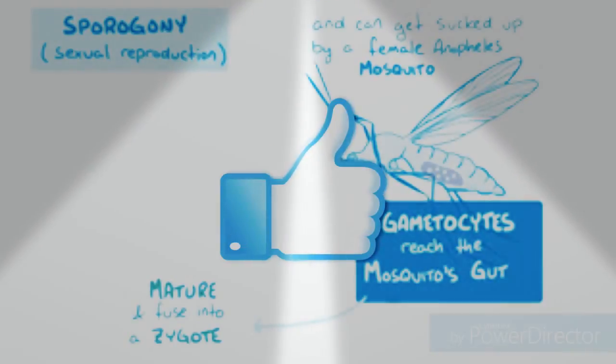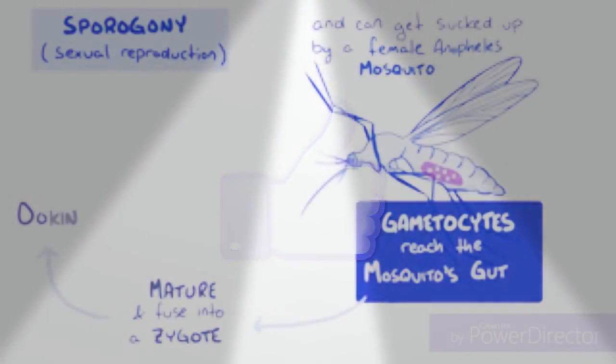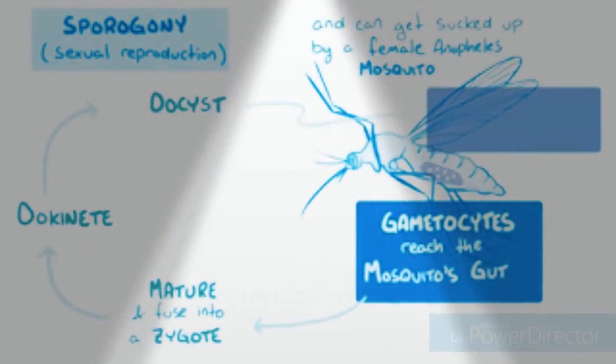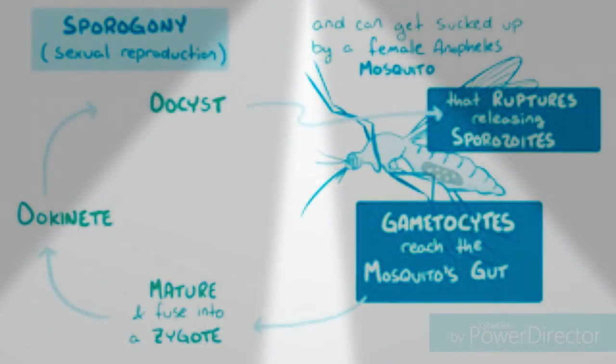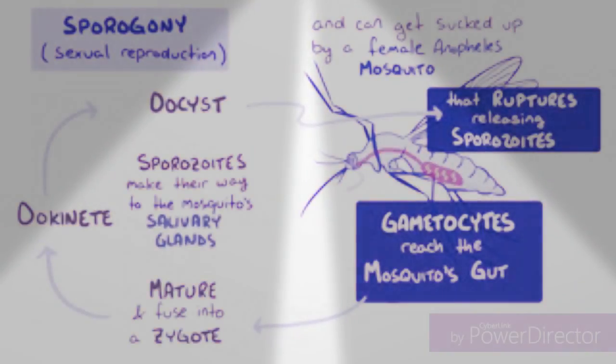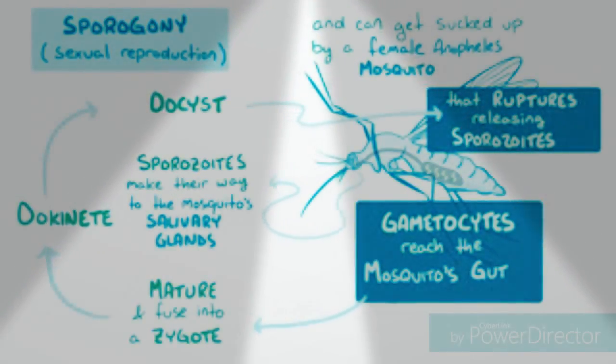The zygote then goes on to develop further, and it becomes an ookinete, and then an oocyst that ruptures in the mosquito's gut, releasing thousands of sporozoites which navigate their way into the mosquito's salivary gland, in order to repeat the cycle all over again.